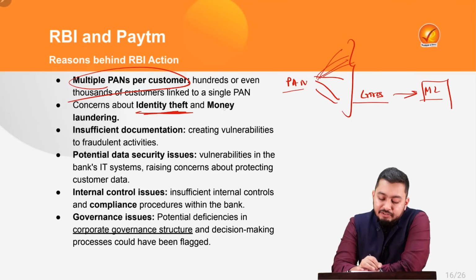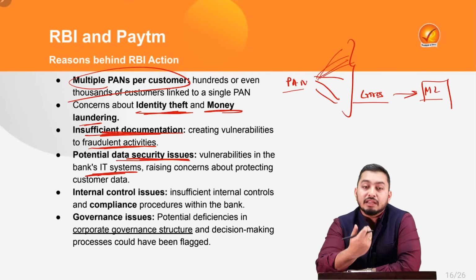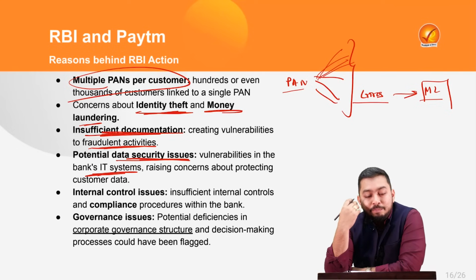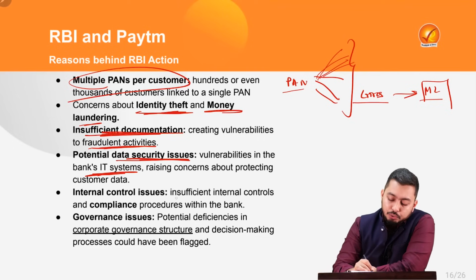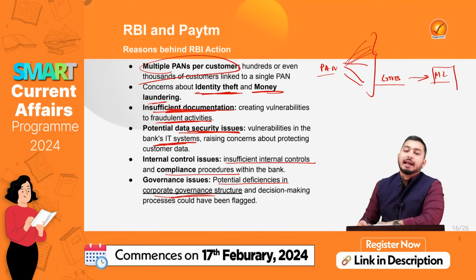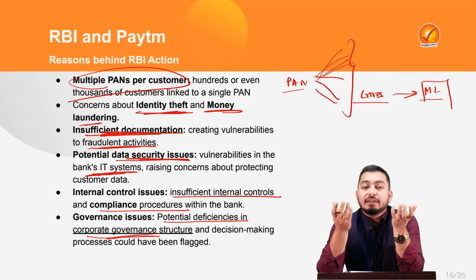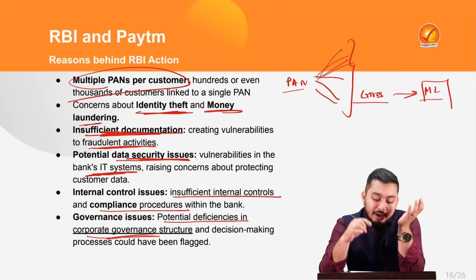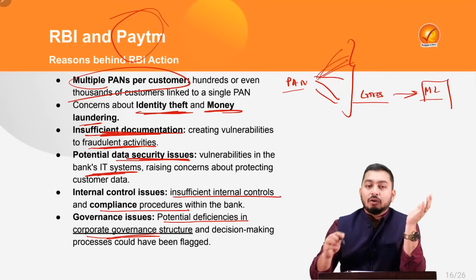Then concerns about identity theft, money laundering, insufficient documentation, creating vulnerabilities to fraudulent activities, potential data security issues, for example, the bank's IT system, and sharing the common infrastructure, sharing the same manpower, essentially to create, on paper there are two entities, but in reality it is the one and only entity. Then internal control issues, that means insufficient internal control and compliance procedure. Then governance issue, potential deficiency in corporate governance, and we discussed the shareholding pattern and possibly the shareholding of the Chinese individual and Chinese companies, which can have a very big impact on the data that Paytm has, and therefore for continuous non-compliance the action was taken on Paytm.